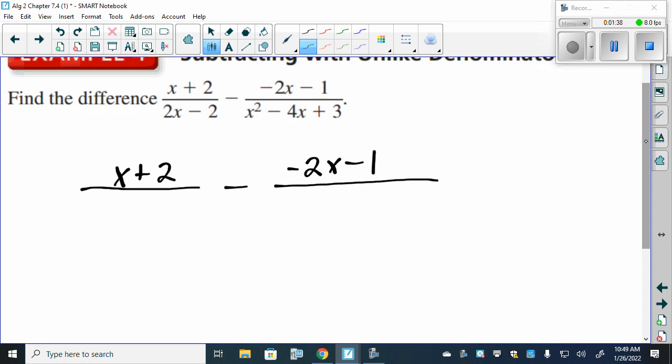Now, if we look at the first one, the 2x minus 2, we see that there is a greatest common factor of 2 between both terms that we can factor out. And if we factor a 2 out of 2x, we're just left with x, and factoring 2 out of the minus 2 leaves us with minus 1. So we can factor 2 out of both of those terms.